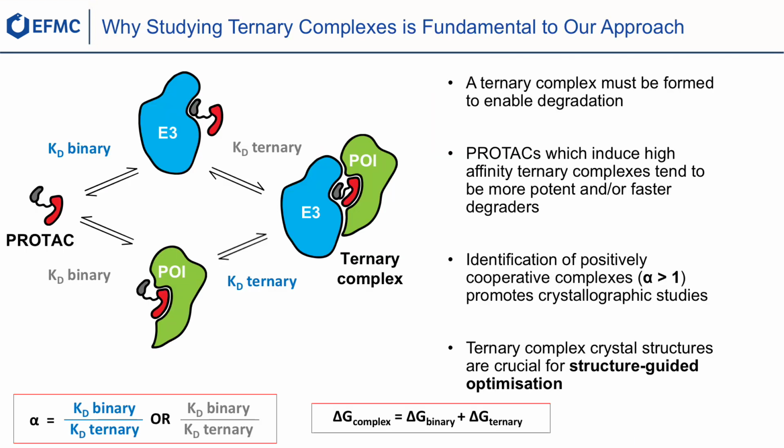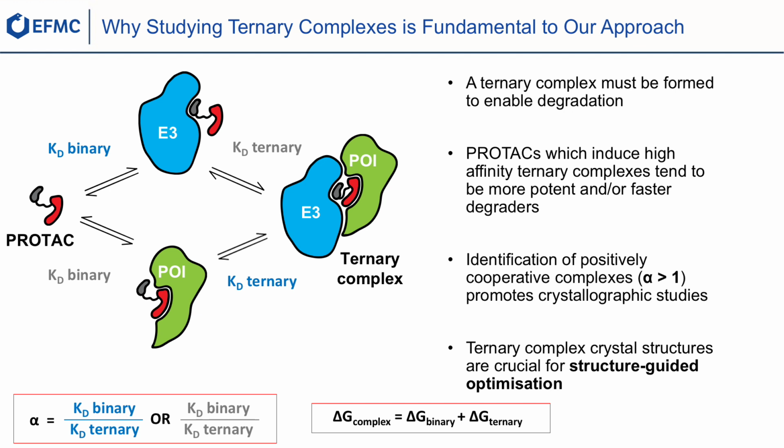To tell the full story here, I'd like to bring your attention back to what was discussed in the webinar and focus on the formation of ternary complexes. As we discussed in the webinar, ternary complexes are essential for inducing degradation of the target protein, and complexes that form at higher affinities tend to be more potent and faster degraders.